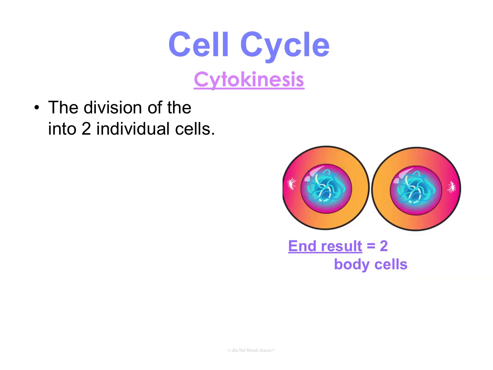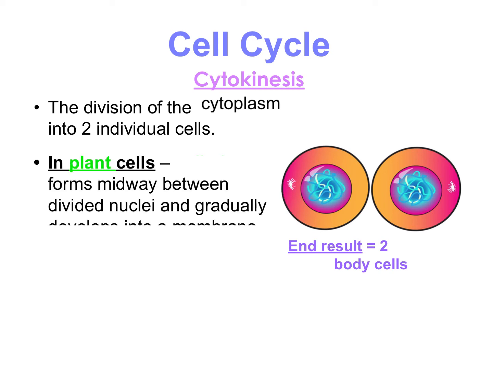All right, and lastly, we have cytokinesis, and this, again, we're just kind of lumping into mitosis, even though they're technically separate. But cytokinesis is the division of cytoplasm into two individual cells. Depending on what our cell type is, cytokinesis is going to happen in different ways. So for our plant cells, we are going to have a cell plate that forms midway between our divided nuclei and gradually becomes the cell membrane.